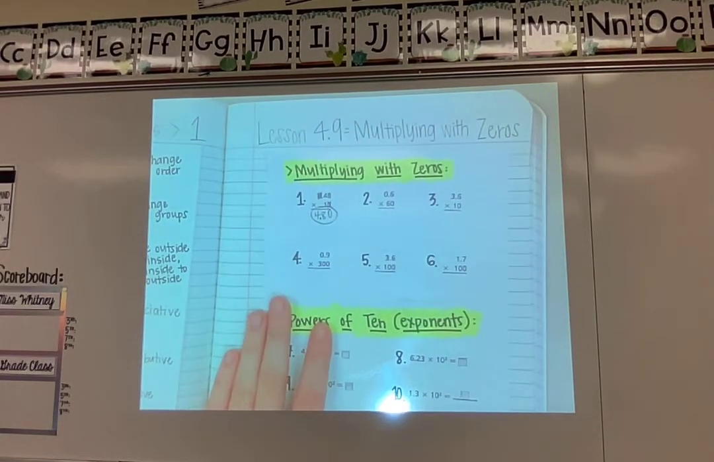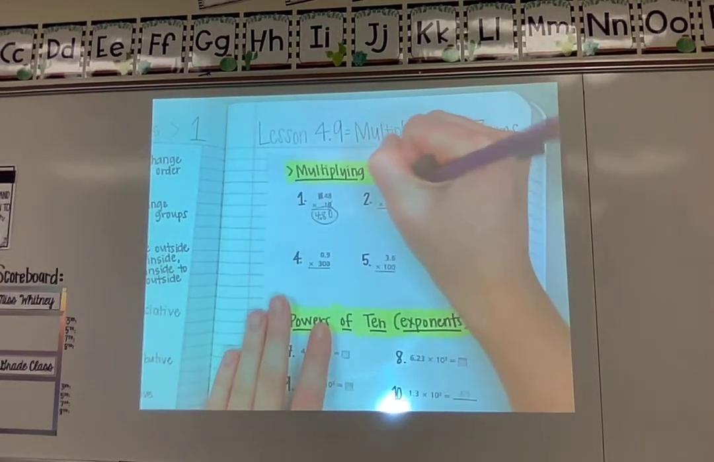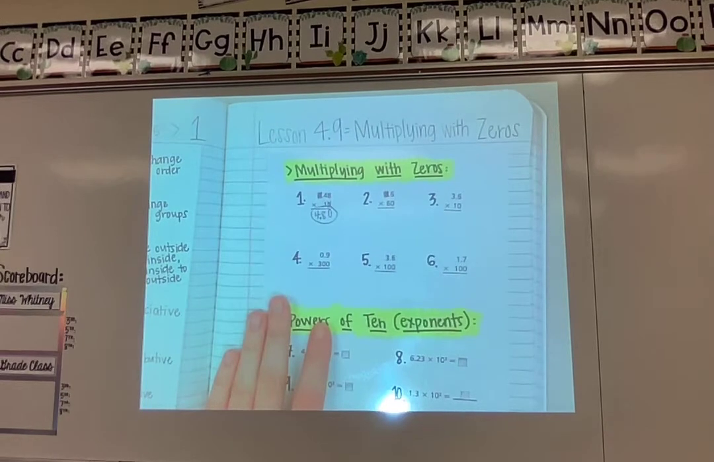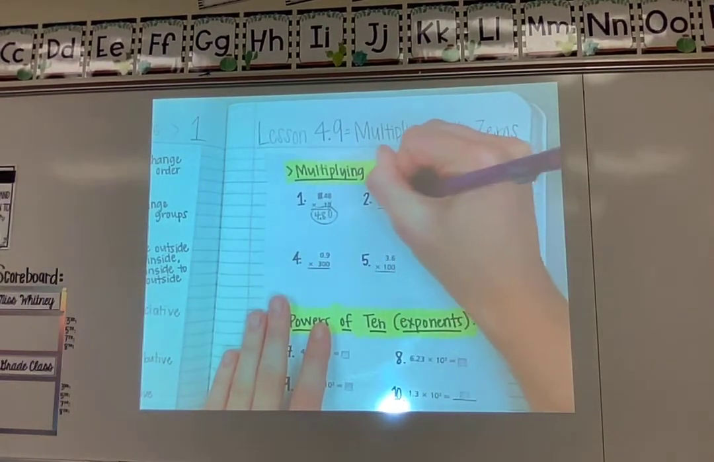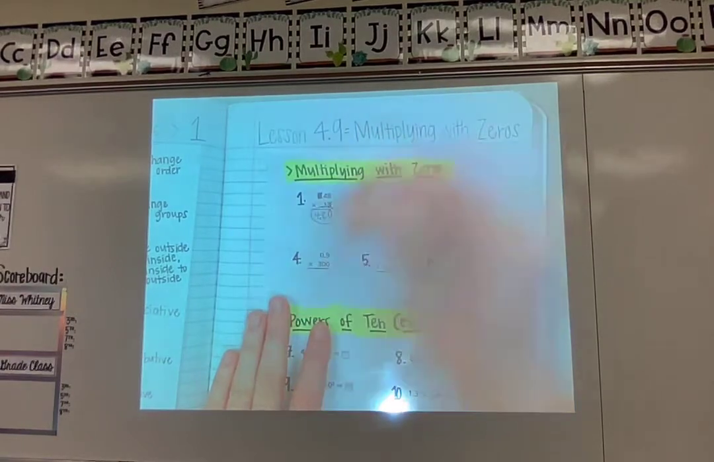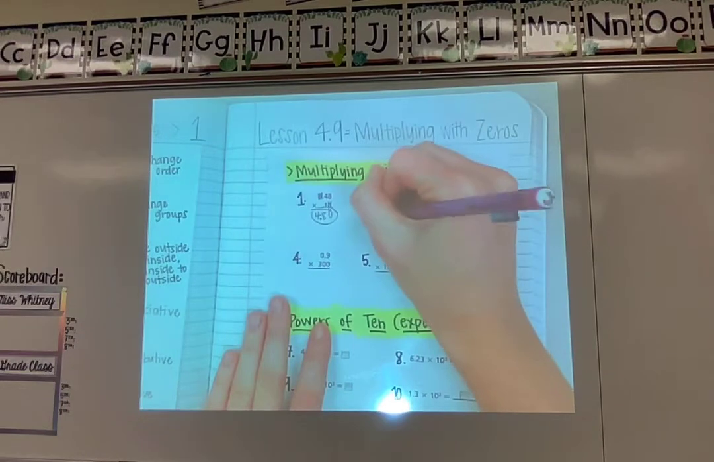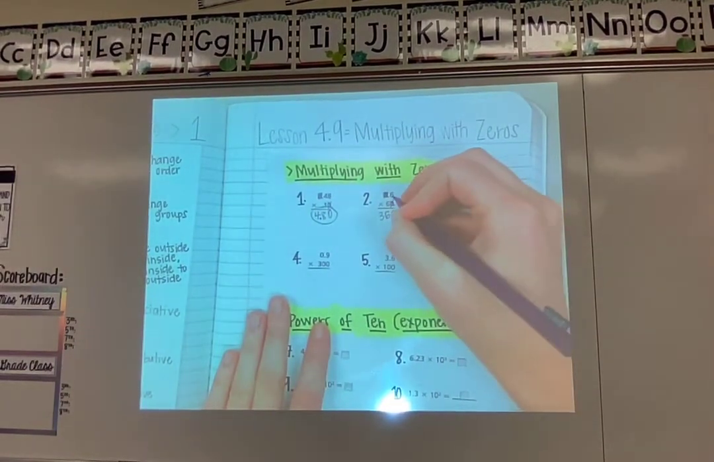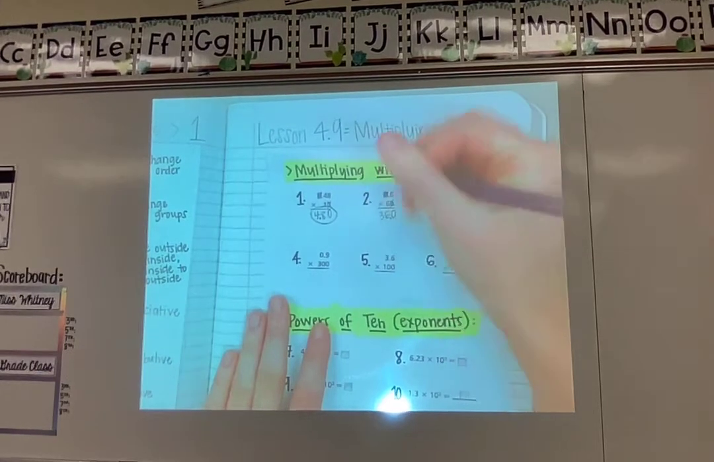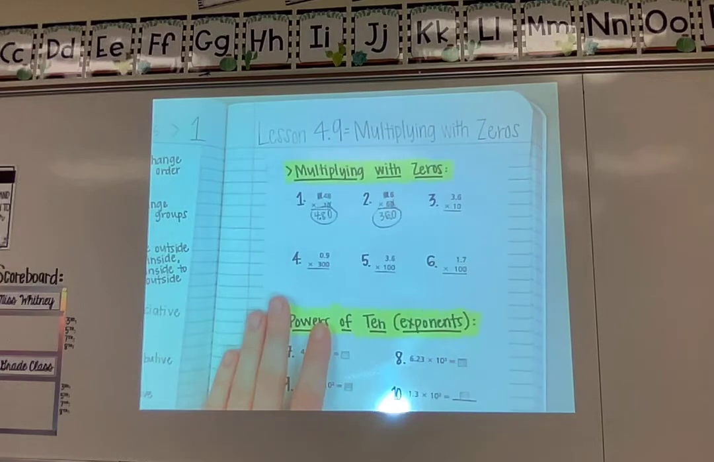Hey, let's try another one like that. Number 2. I see some zeros up front, so I'm going to cross those out and ignore those. Now I have a 0 in the back, so I can use my X's and O's trick. So X it out, put an O, and then I multiply like normal. I have 6 times 6, which is 36. Count where my decimal needs to go. There's only one number back here, so it would need to go right here.